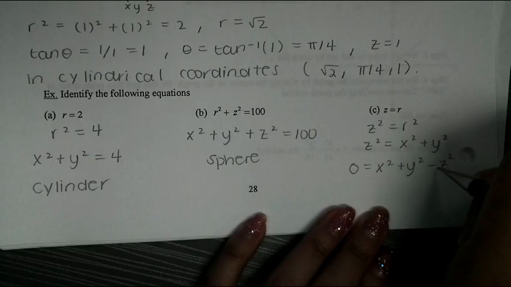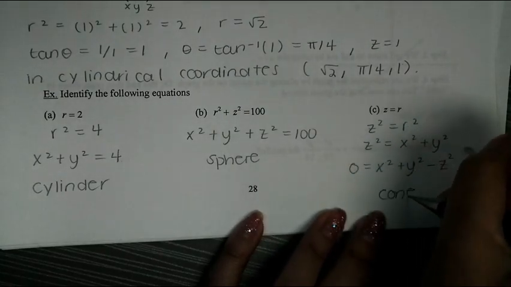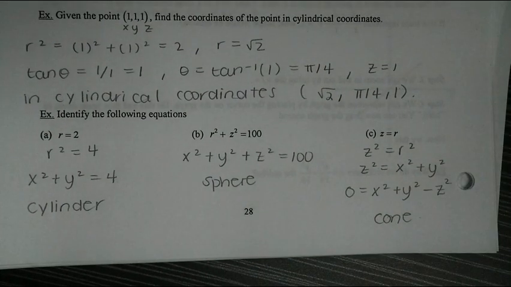Since one of them is negative and they have the same coefficient, you do know that this is going to be a cone. Okay, and that's what we have. What do you think? It's not that bad, right?